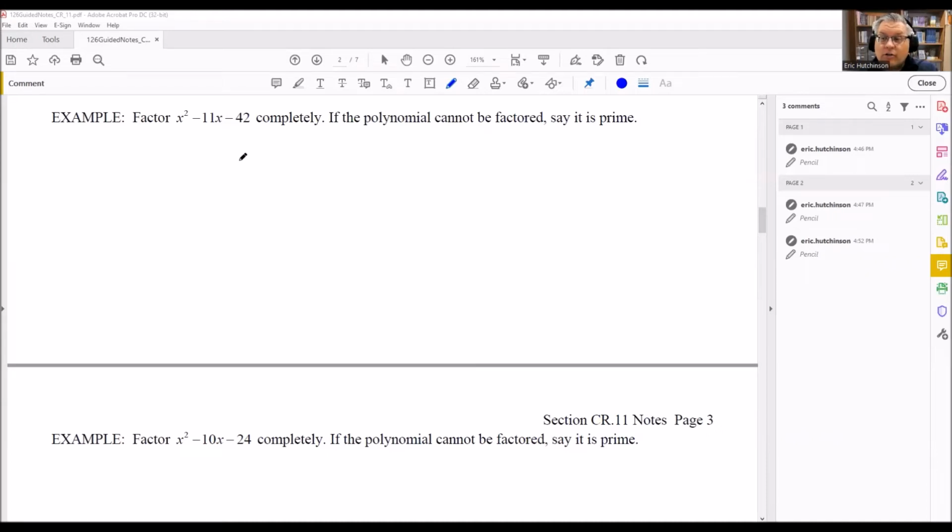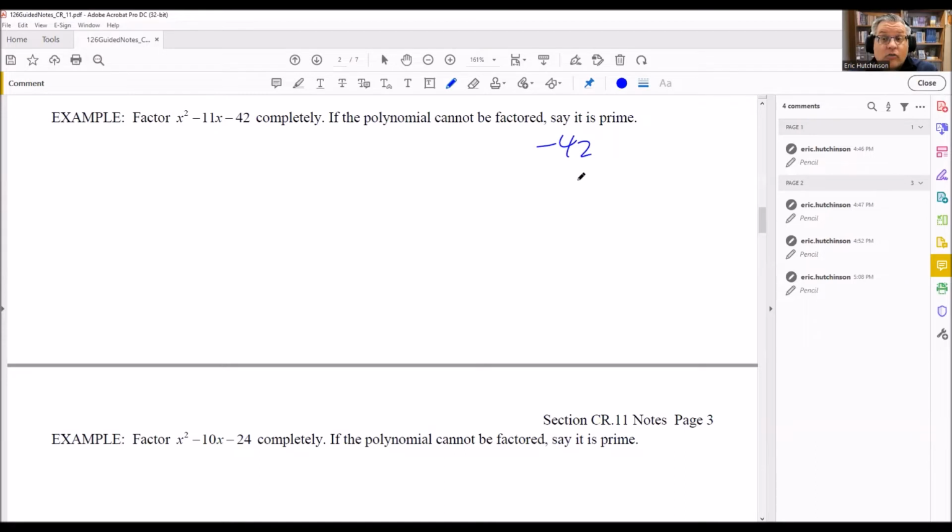When you want to factor something like this where the last number is negative, that means that when we find our two numbers that multiply, because the last number is negative, one number is going to have to be positive and one of them is going to have to be negative. So for instance, the last number is negative 42.